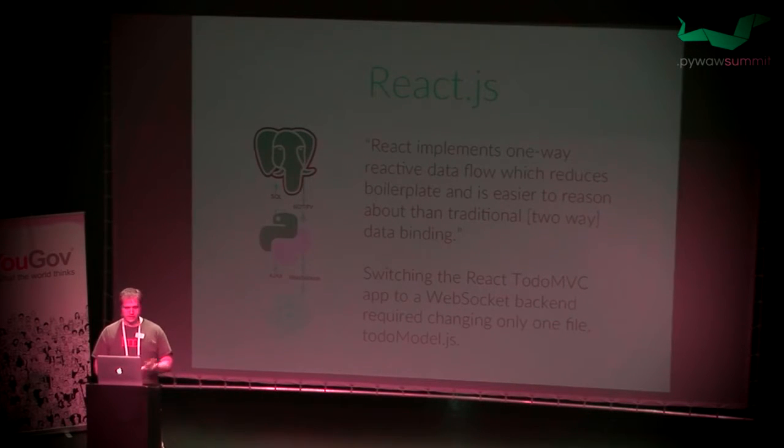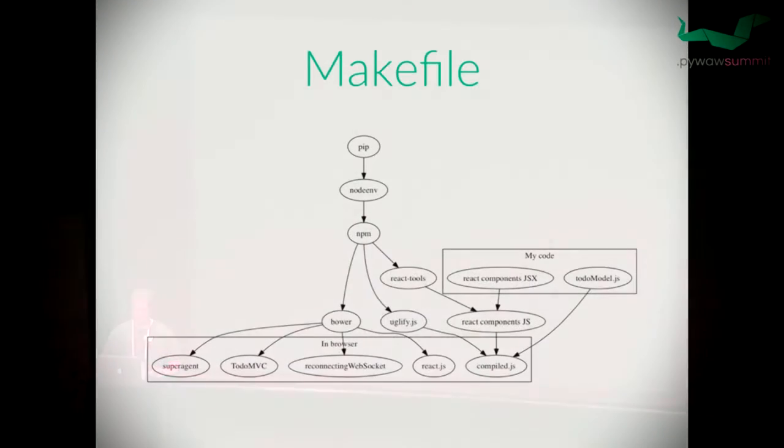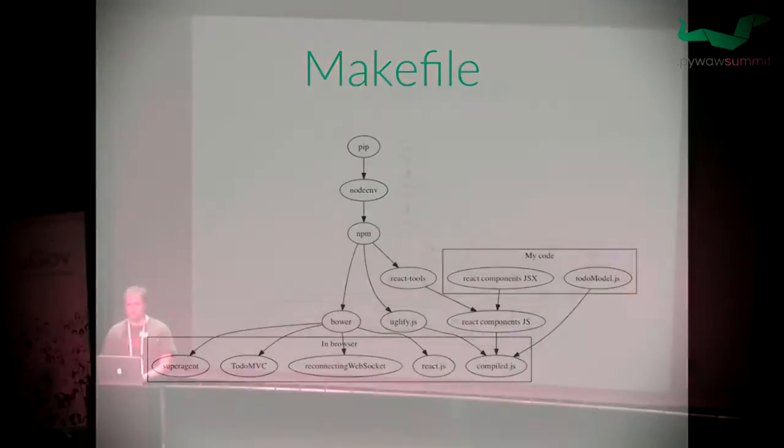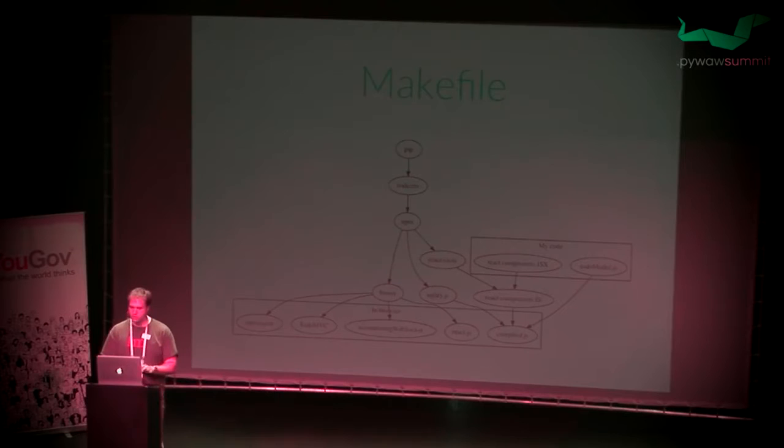And switching the React.js to-do MVC example over to this thing required just changing the one file in the to-do model, and the changes were pretty obvious, straightforward. I thought it was a good success and a testament to it fitting well with this kind of architecture.